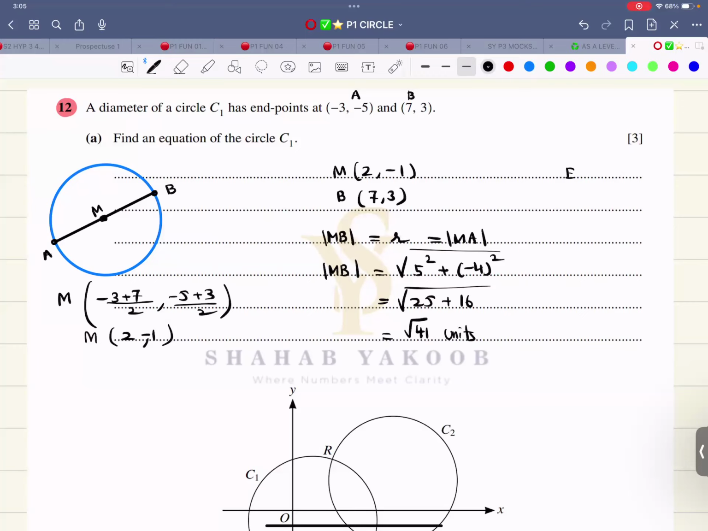Therefore, the equation of the circle is what? x minus h whole square, y minus k whole square is equals to r square. That is x minus 2 whole square, and y plus 1 whole square is 41. The square root is gone. So that is the first thing that we have obtained so far.